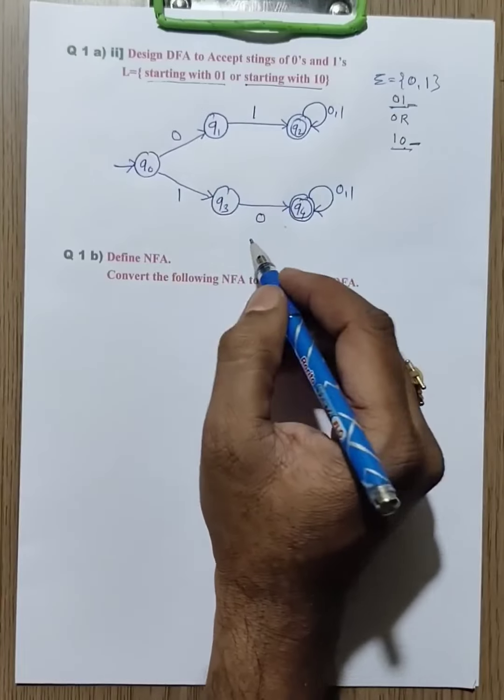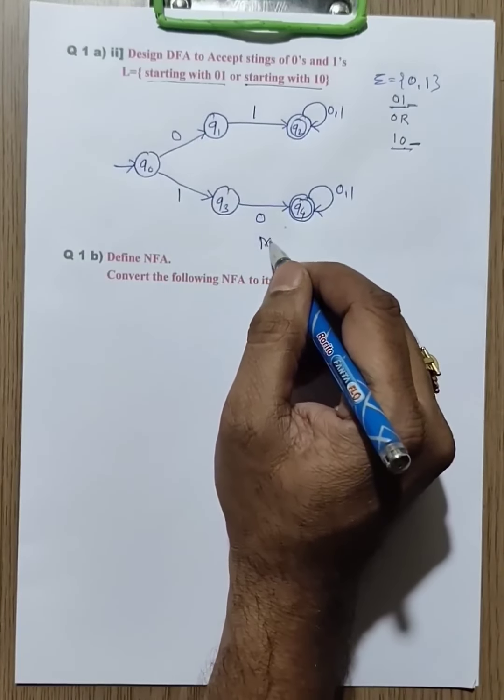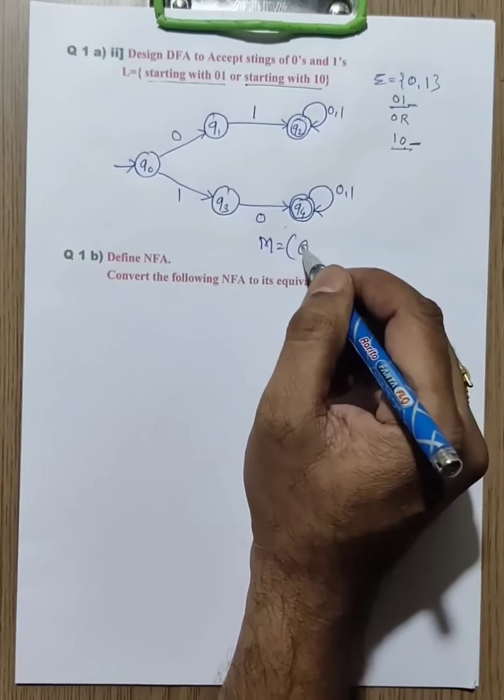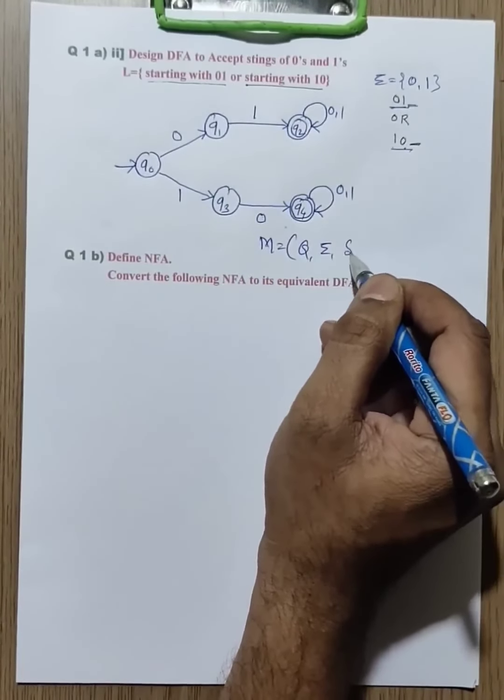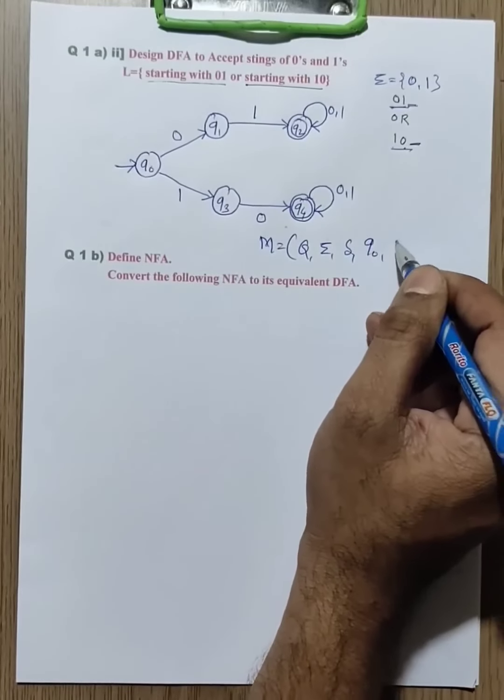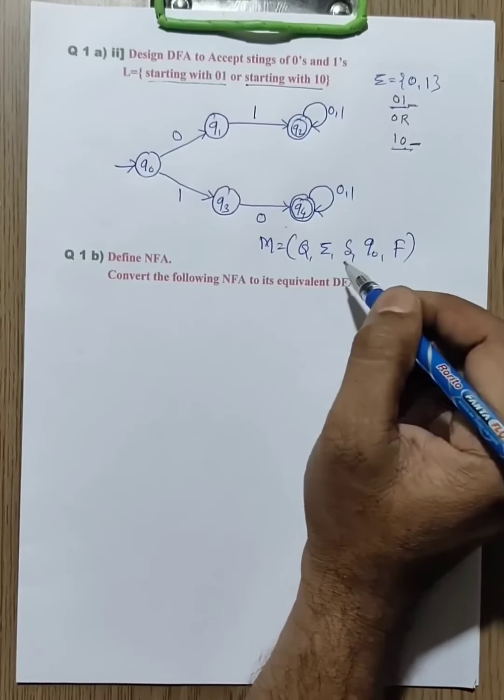After this you can explain the 5 tuples: Q, Sigma, delta, Q0 and F. You can explain these 5 tuples.